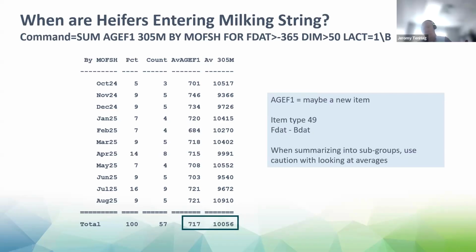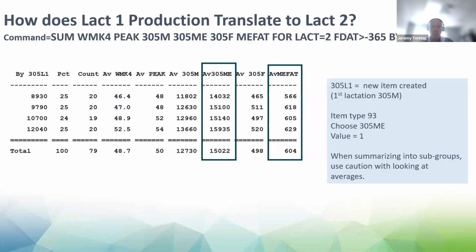And you could graph it too. But this is the way I decided to provide an example of presenting back the data. For many of you, you probably have to create an item called AGEF1 or something like that, age at fresh 1 or calving or lactation 1. And it's an item type 49 and it's fresh date minus birth date. That's how you get the number. So that sometimes can be helpful.